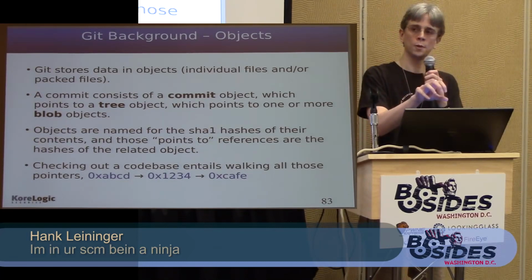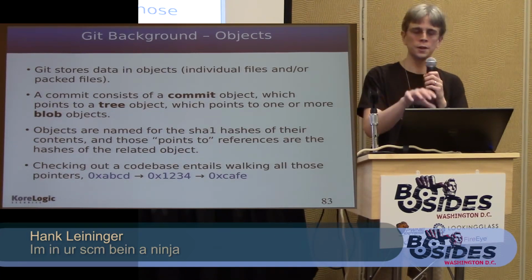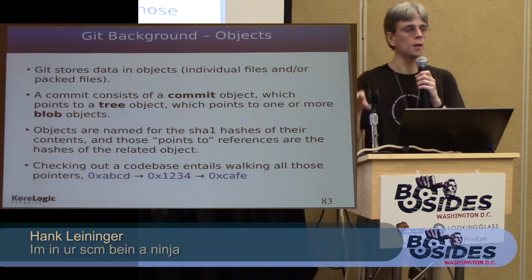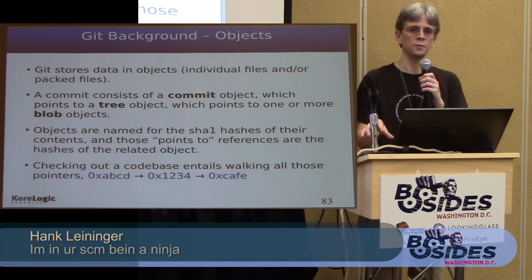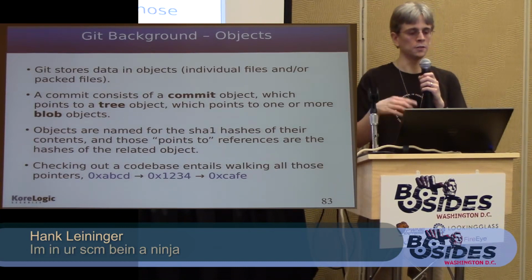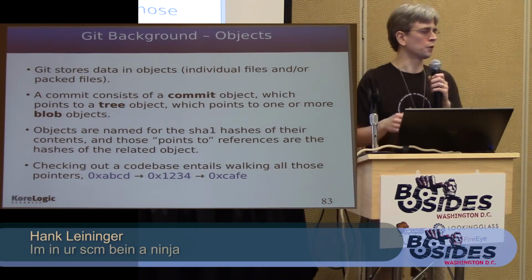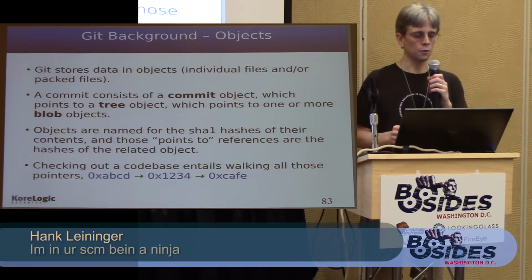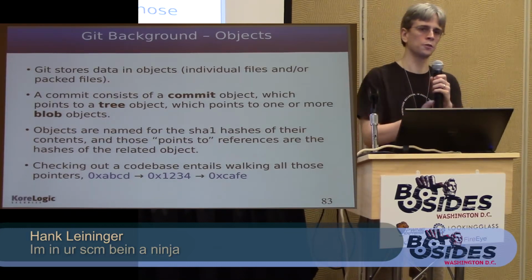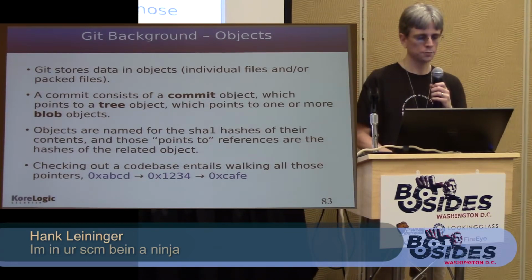Whenever you make a commit, you're creating at least 3 objects. You're creating a commit object, which contains some metadata about the commit and a pointer to a tree object. And then the tree object has 1 or more pointers to blob objects. The blobs are where the actual code is. The code that you're committing is in the blob. The metadata about it is in the commit and the tree. And objects are named for the SHA-1 sum of their contents. So when Git is told, I want to check out whatever, it walks the tree of pointers to reconstruct the version that you asked for.